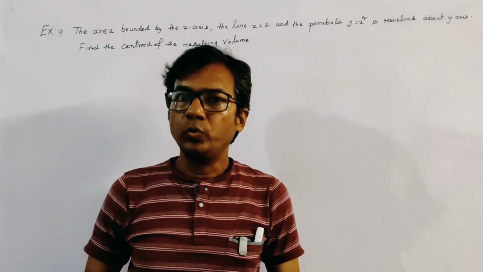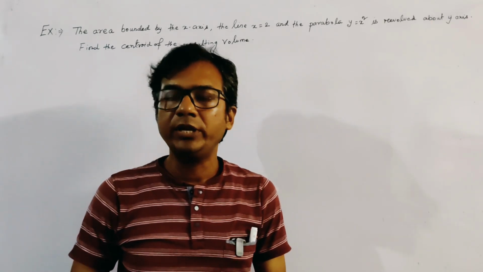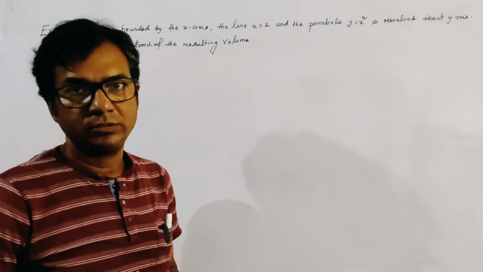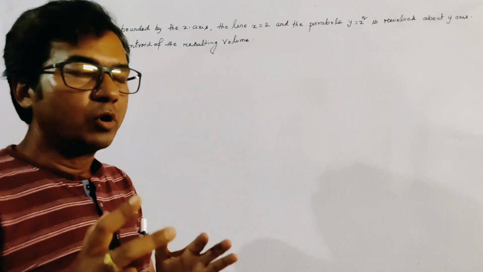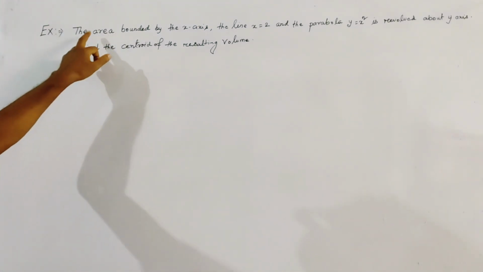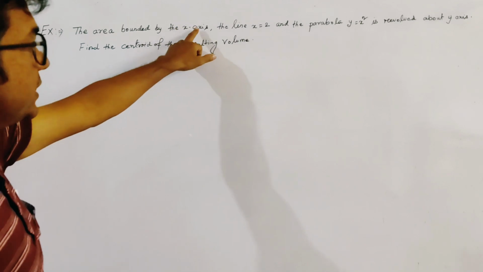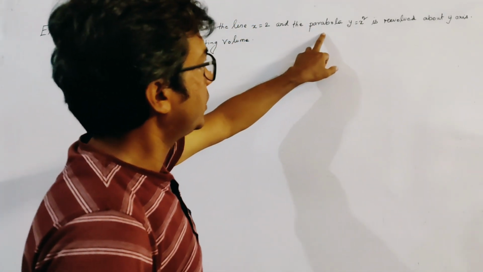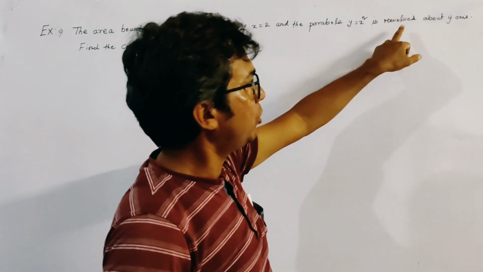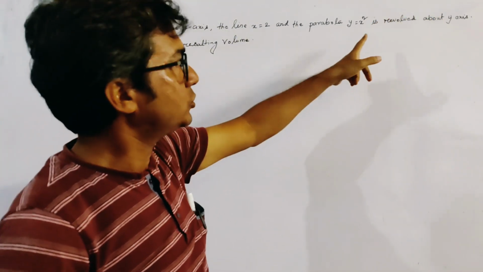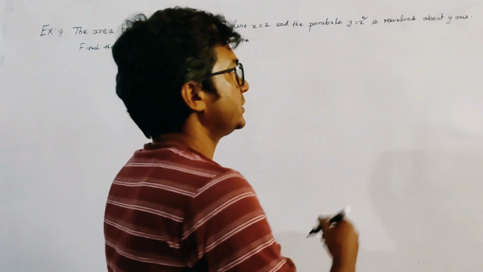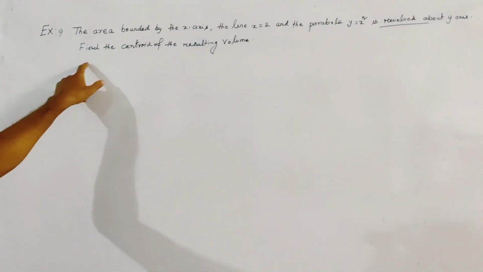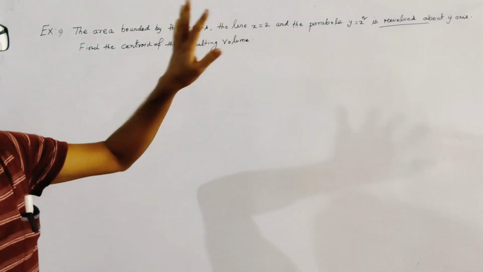In this class, we find out the coordinate of center of gravity of a volume of revolution. Now the problem of this class is: the area bounded by the x-axis, the line x equal to 2 and the parabola y equal to x square is revolved about the y-axis. So this is a volume of revolution, since it is given that it is revolved about the y-axis. Find the centroid or CG of the resulting volume.